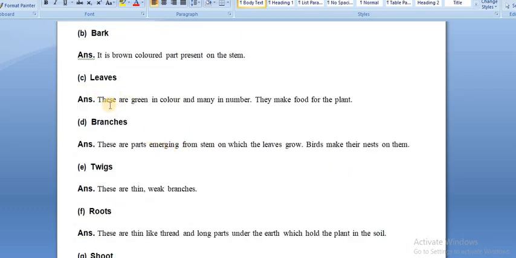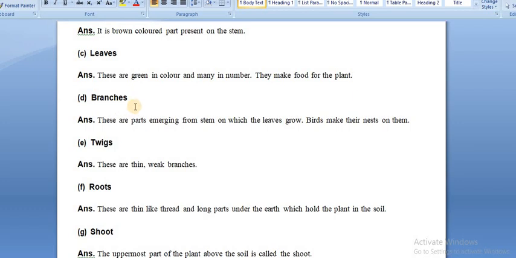The next one is leaves. These are green in color and many in number. We have seen that most trees have green leaves, and there are many leaves on the trees. They make food for the plant. That is why leaves are known as the kitchen of the tree. Next one is branches. These are parts emerging from the stem on which the leaves grow. जो trees होते हैं उसके stem पे branches होती है और वो branches के ऊपर leaves grow होते हैं. Birds make their nests on them.